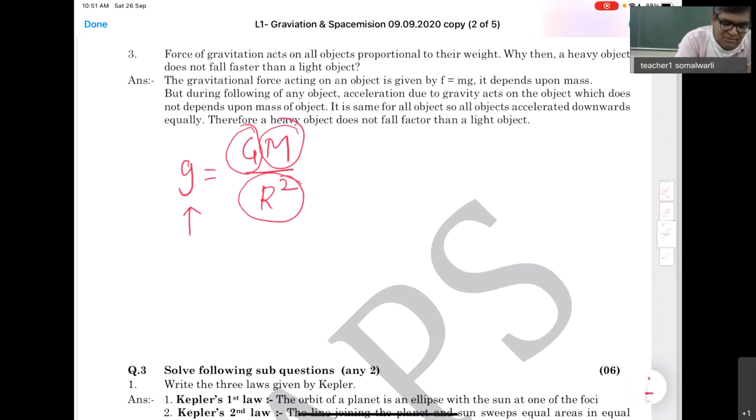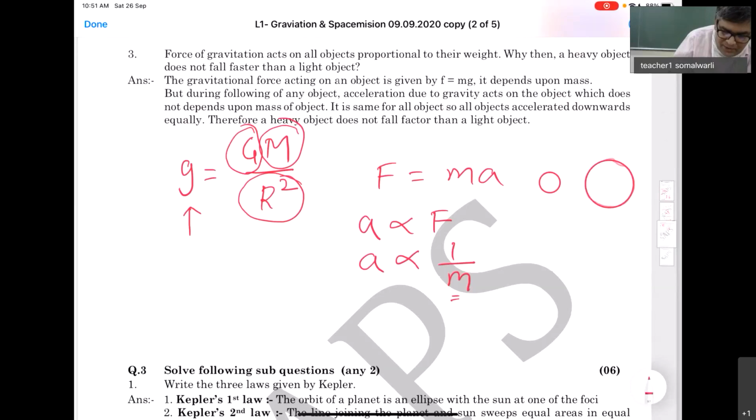And to justify this, we have to take into consideration Newton's second law of motion, which says F is equal to m into a. By this formula, we know that acceleration is directly proportional to force, but at the same time, acceleration is inversely proportional to the mass of the falling object. So if there are two objects, one lighter and one heavier, then quite obviously the gravitational force acting on the larger object will be larger, and on the smaller or lighter object will be lesser. But at the same time, the acceleration is inversely proportional to the mass.